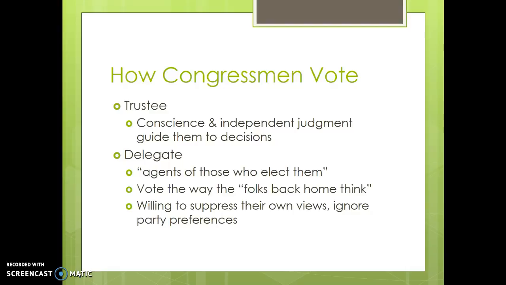Some congressmen act as delegates in certain issues, though. They want to behave as agents of those who have elected them. They want to vote the way that the folks back home think. They're willing to suppress their own views. They're willing to ignore party preferences in order to ensure that the people who elected them get ultimately what they would have wanted. And I think that there's this misconception in the American public that when we elect a congressman, we assume that they're always acting as a delegate, which I think is a little bit naive. Obviously, they're not. I think it's probably more common for congressmen to act as trustees.